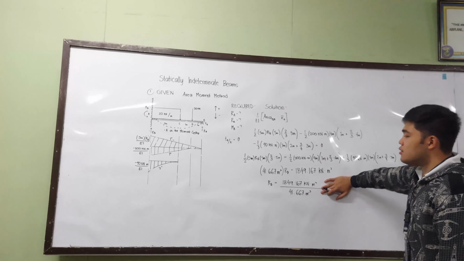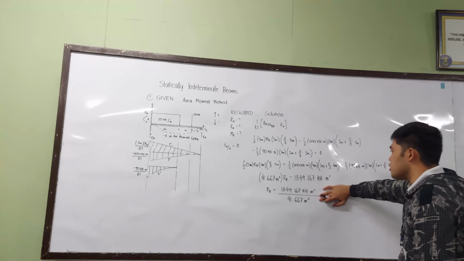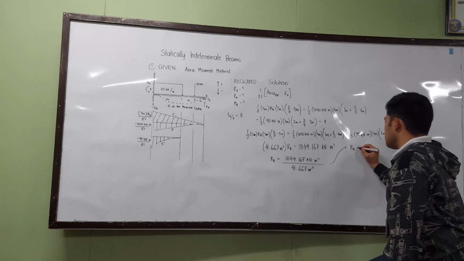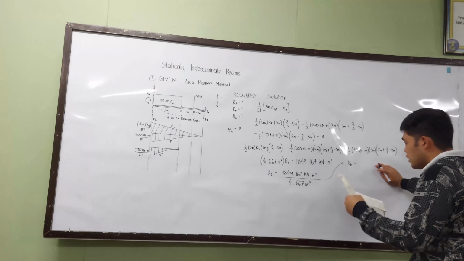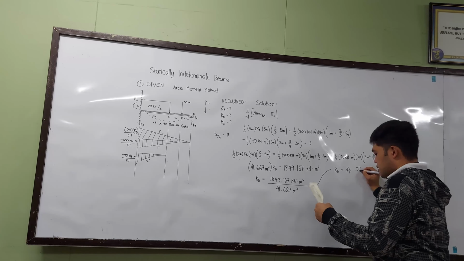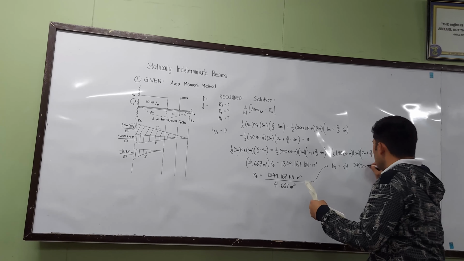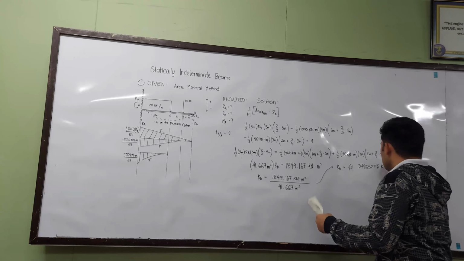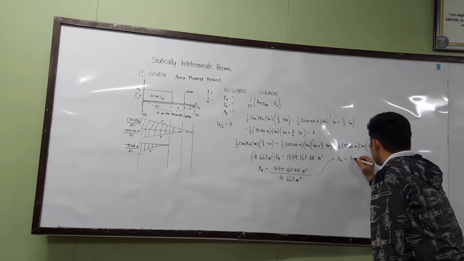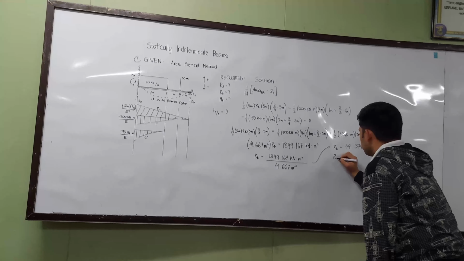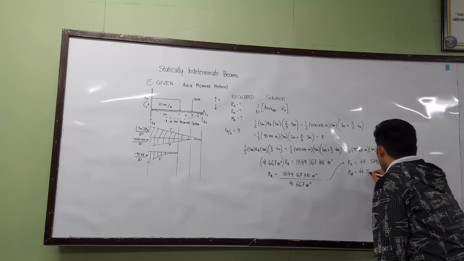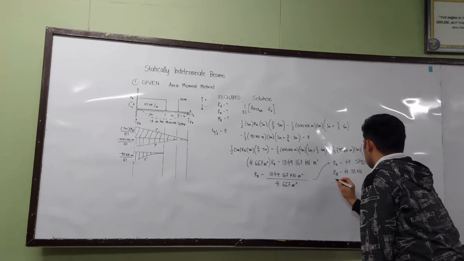So now calculate the value of our reaction of B. Okay, so by calculating these values, you get an answer of 44.37965296 kilonewtons. Okay, so by just rounding it off to 2 decimal places, we'll get an answer of 44.38 kilonewtons.